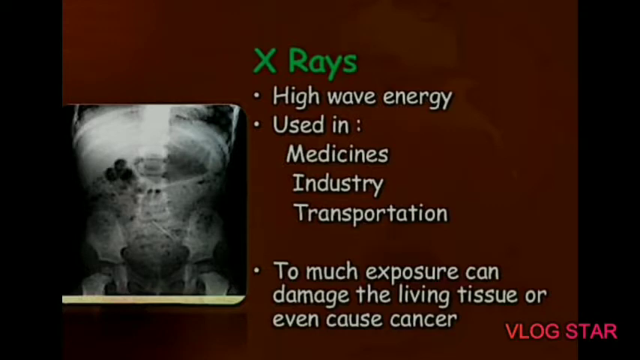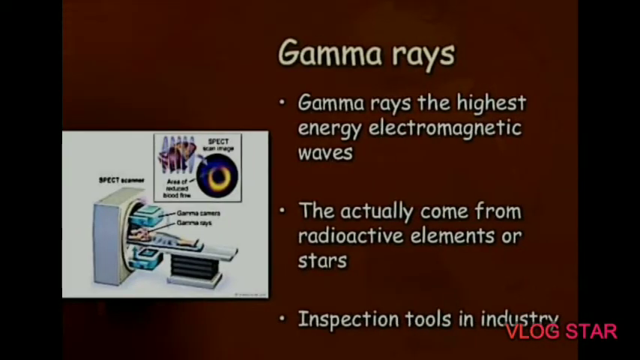The next type is X-rays. X-rays have high wave energy. They are used in medicine, in industry and in transportation. Last is gamma rays. Gamma rays are the highest energy electromagnetic waves. They actually come from radioactive elements, or we can say from the stars, and they are used in inspection tools in industry. So these are the types of the electromagnetic spectrum.